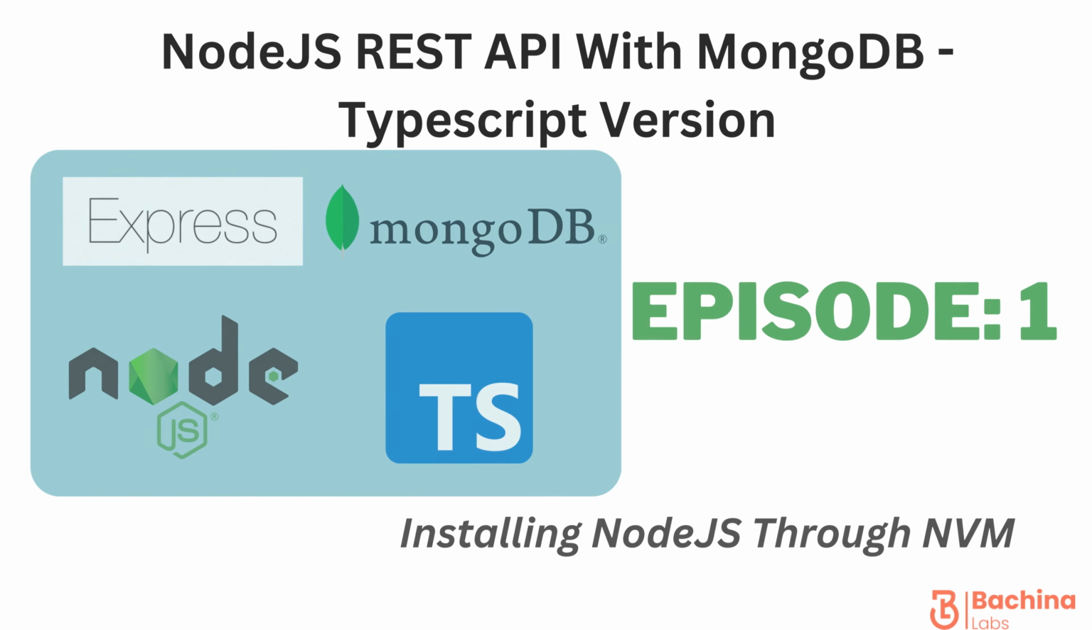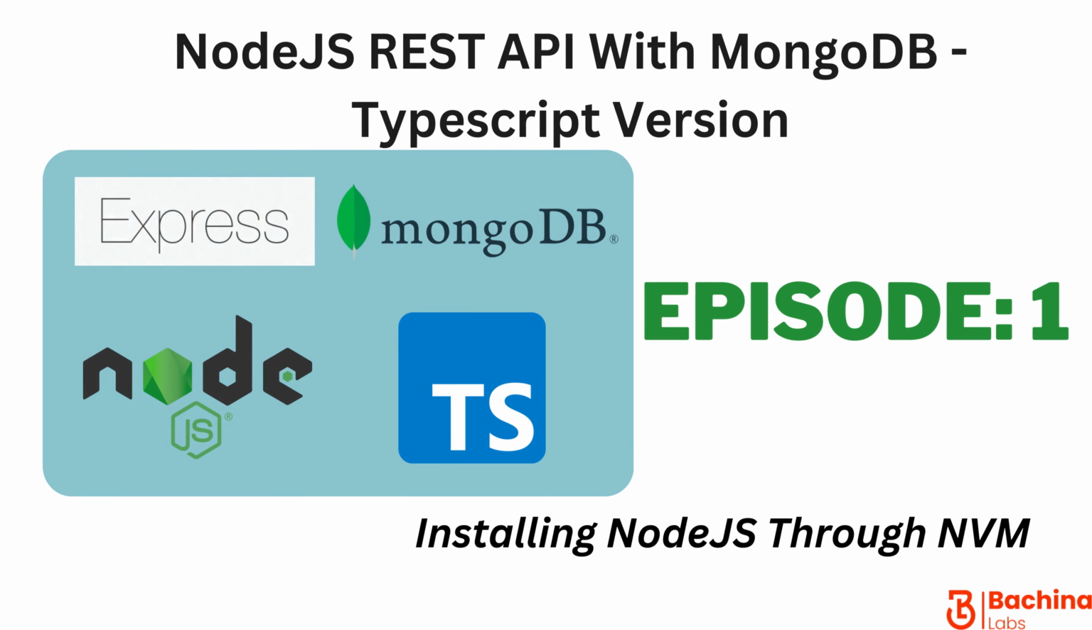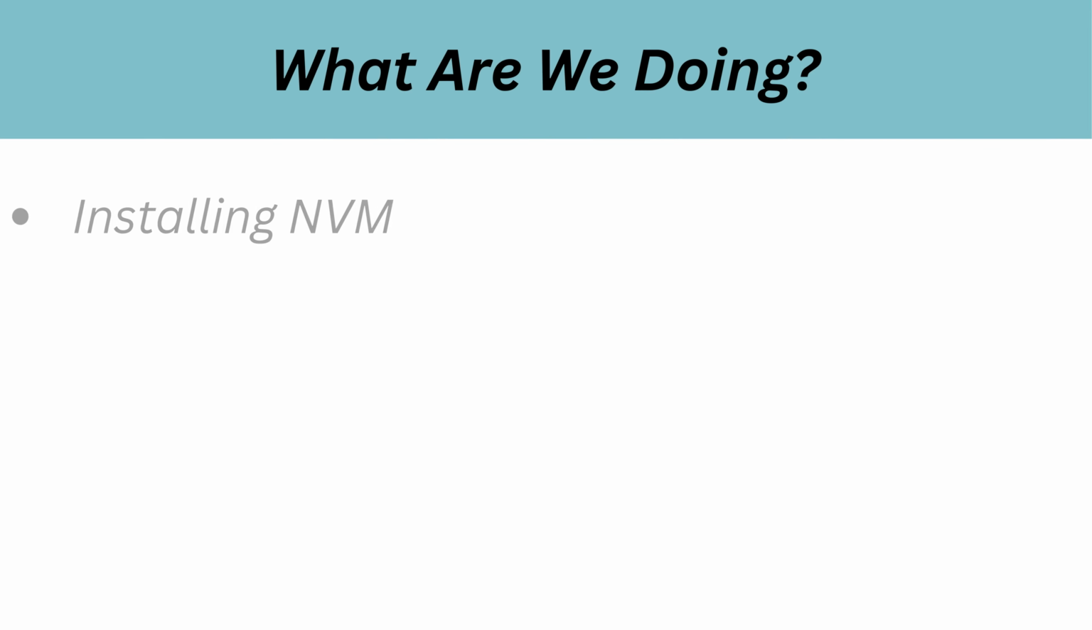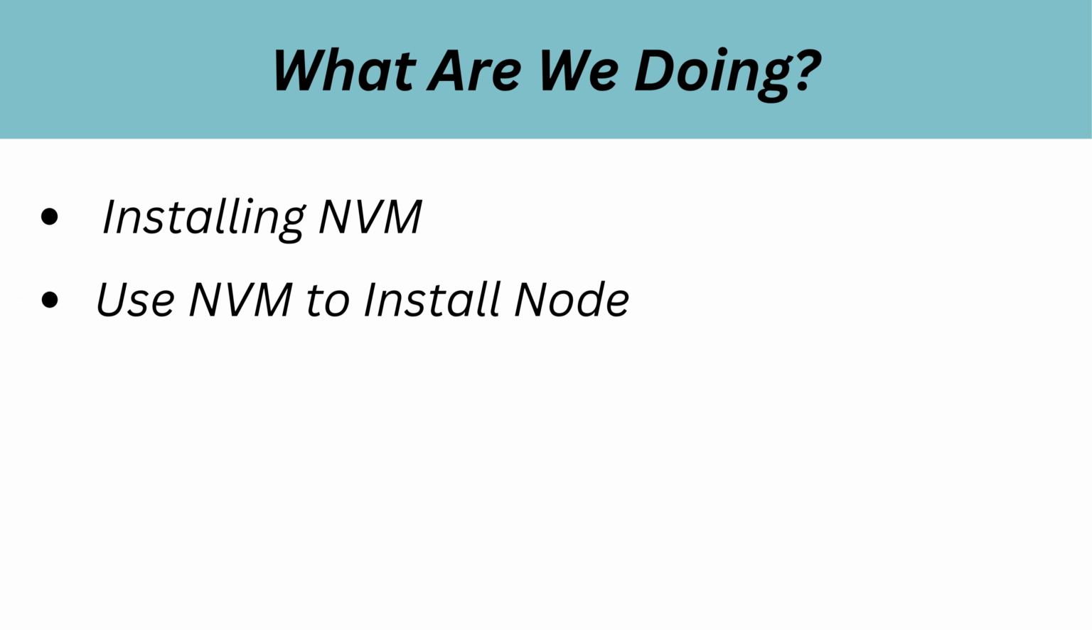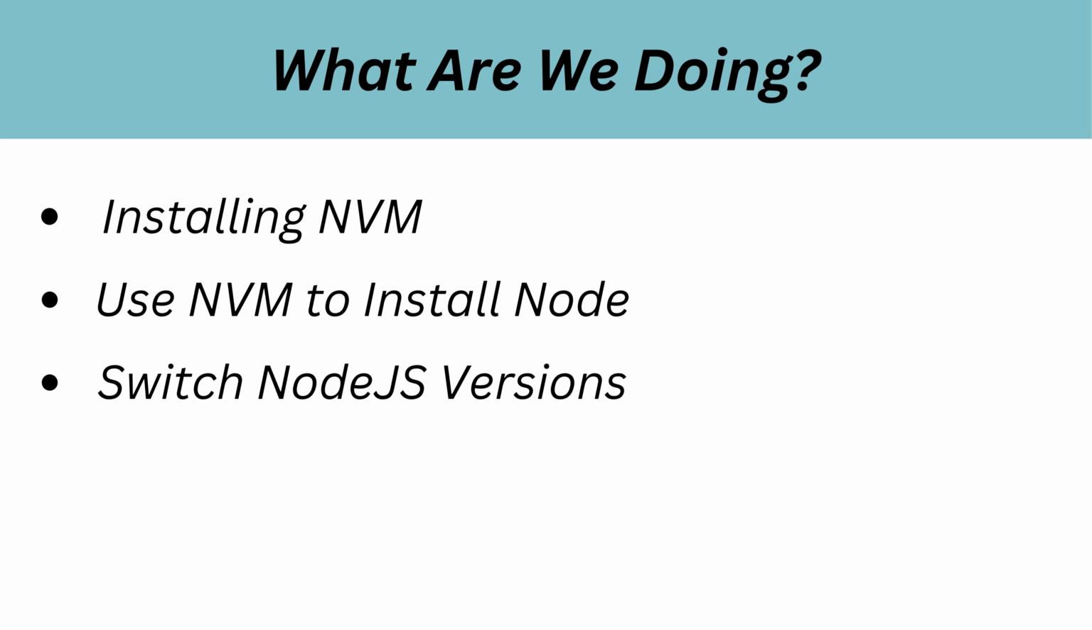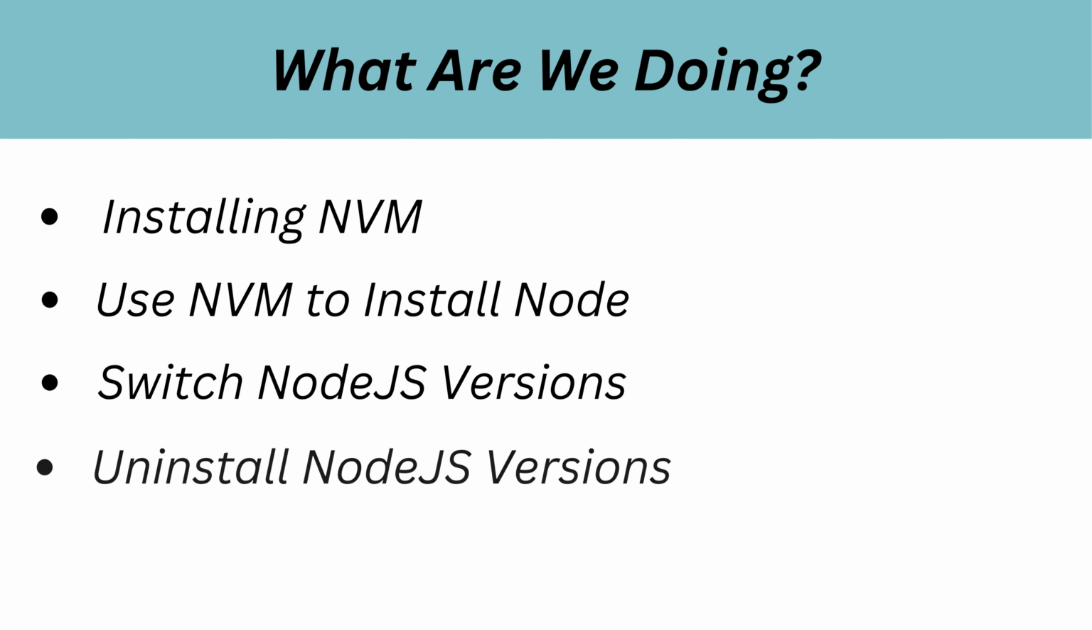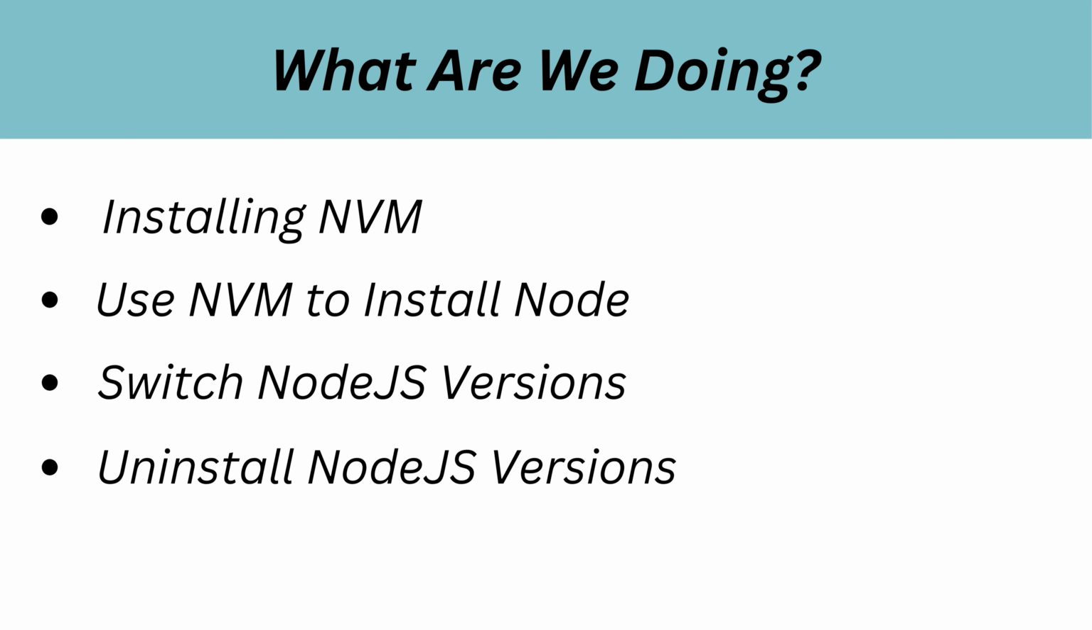Welcome to the first episode of NodeJS REST API with MongoDB. This can be written in both JavaScript and TypeScript. And in this episode, we are going to install NodeJS through NVM, and also we are going to see how to switch NodeJS versions. And also, we are going to do both Windows and Mac.